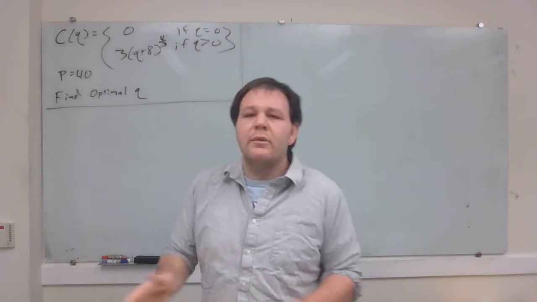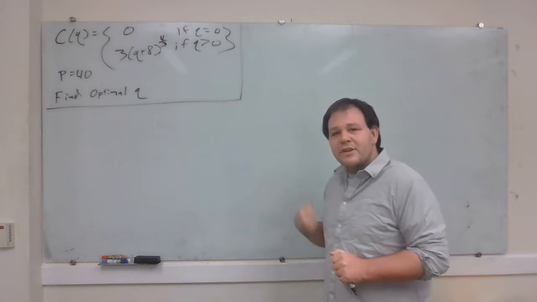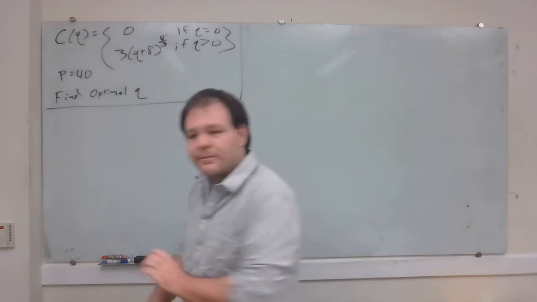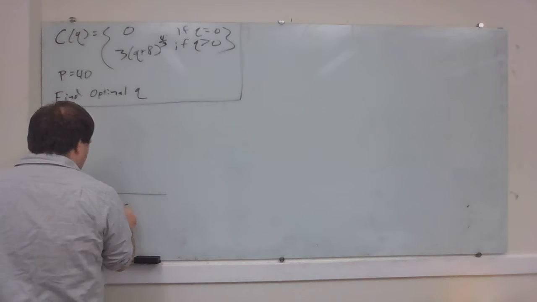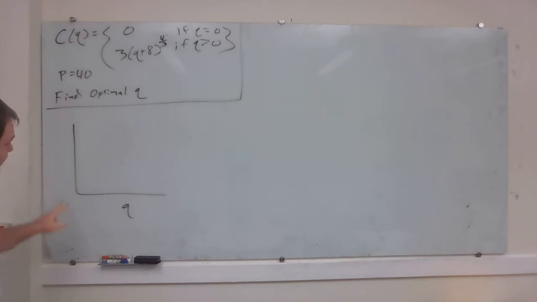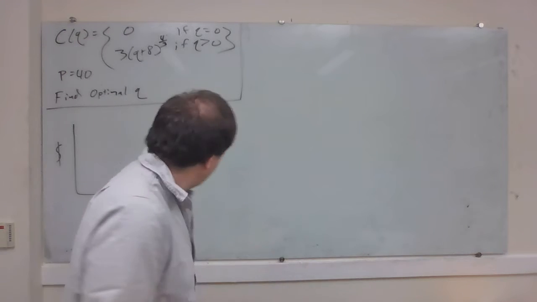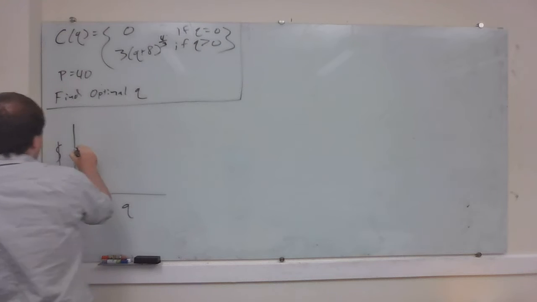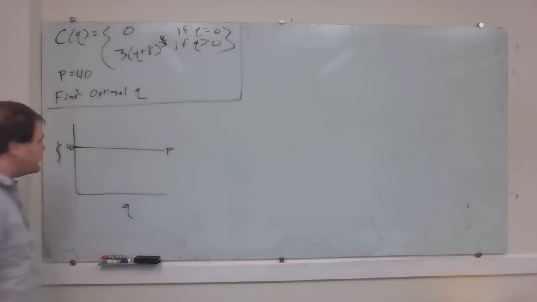So how do we want to start? What do we want to do to approach this problem? Well, I'd like to start by drawing a little picture. We've got some output, Q, some amount of output we're going to choose. We've got dollars, and we want to figure out how much output is worth producing. The thing that we already know here is our price of 40. It doesn't depend at all on how much we produce.